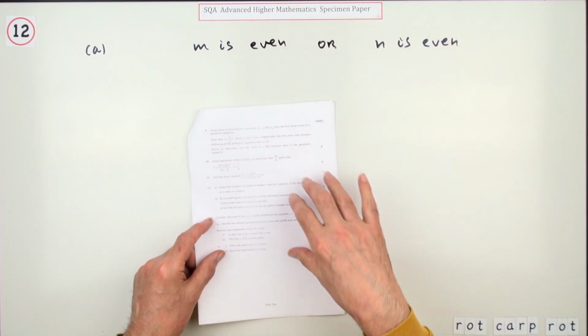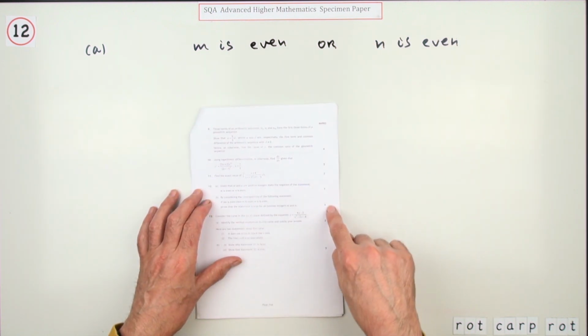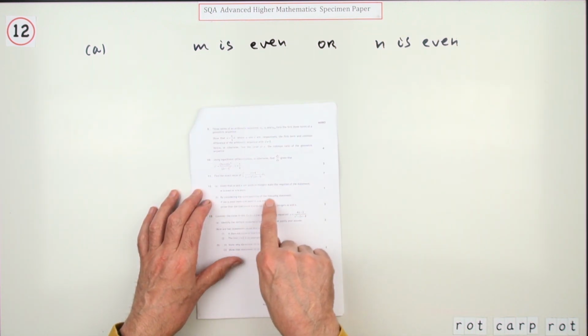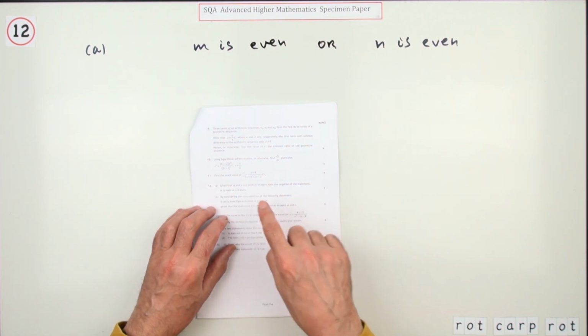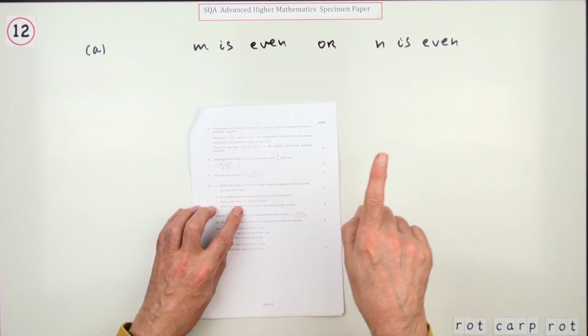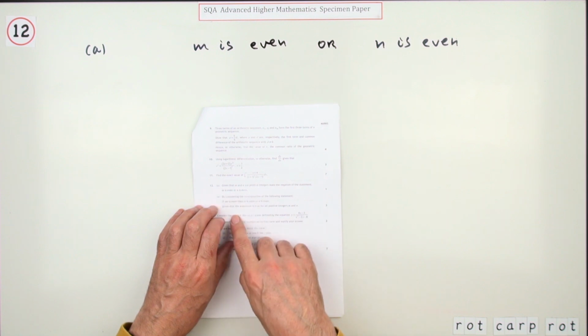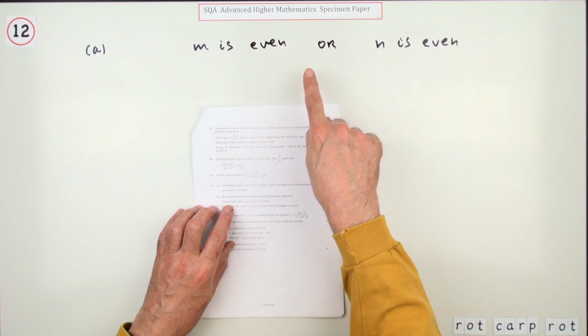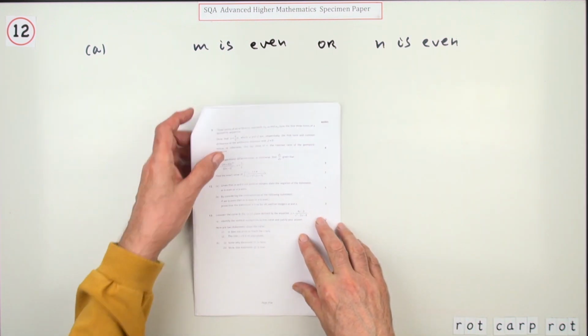Number 12 then from the specimen paper here. Proofs, 4 marks. Contrapositive doesn't crop up that often. Contrapositive is all to do with negations, and in fact that's part A. Given this statement here, state its negation for 1 mark.